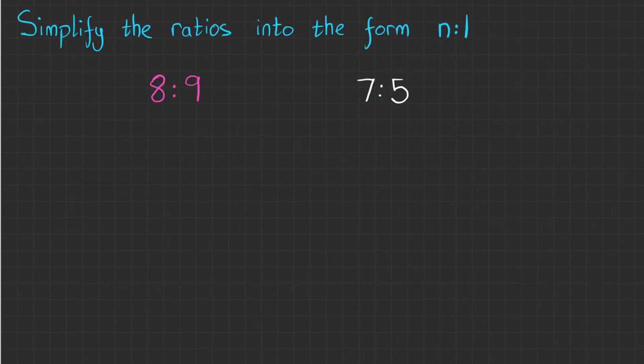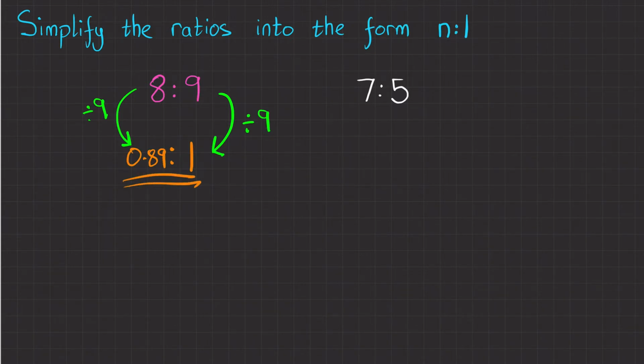Very similar questions, simplify the ratios into the form n to 1, so this time the right hand side wants to be 1. For this 8 to 9 ratio, I'm going to write down part of the answer, which is something to 1. Now to get from 9 to 1, we need to divide by 9. And because we've divided by 9 on the right hand side, we divide the left hand side by the same number as well, so divide by 9. And 8 divided by 9 is 0.89 to 2 decimal places, so our answer is 0.89 to 1.